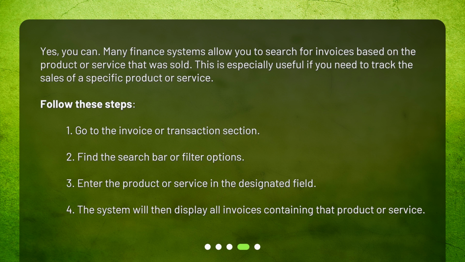2. Find the search bar or filter options. 3. Enter the product or service in the designated field. 4. The system will then display all invoices containing that product or service.